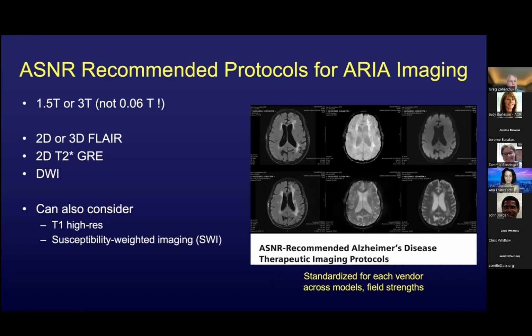Now, other types of sequences you might consider are high-resolution T1 weighted imaging, which may be helpful to evaluate atrophy changes over time, and SWI. And then lastly, please remember that no contrast is needed for ARIA evaluation. We really don't want to be giving contrast for these cases. It's not useful, and it can potentially lead to complications.